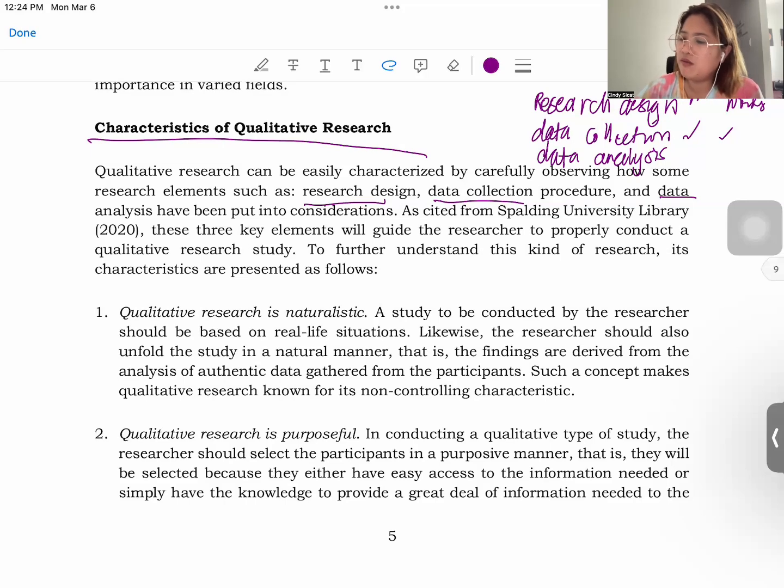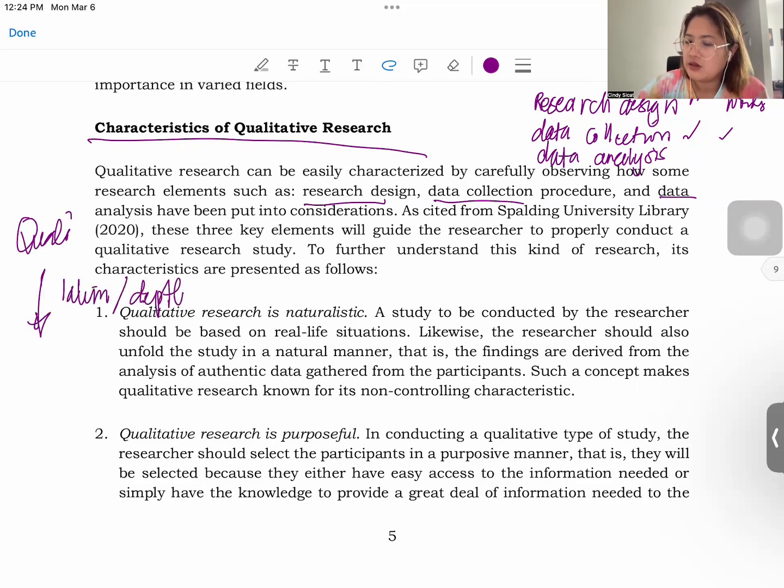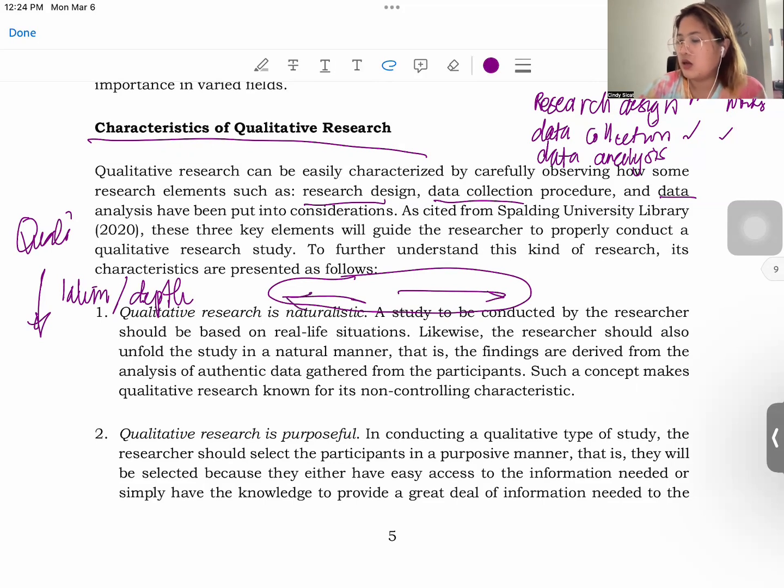As mentioned before, in quali, you target depth. In quanti, it's the coverage, the breadth. That's how the movement goes. That's why usually in quantitative, you have a bigger sample size, of course considering your population. But for quali, it's fewer compared to quantitative.